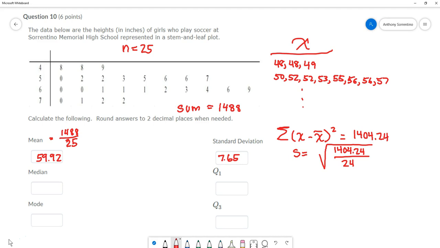The rest comes from me having an ordered list, which is very helpful. So for the median, since I'm looking for the halfway point, if I take 25 divided by 2, I get 12 and a half, rounded up to 13. The 13th term would be my median. So 1, 2, 3, 4, 5, 6, 7, 8, 9, 10, 11, 12, 13. Yep, it's the 13th, I should say. So right here is where my median is. My median looks like it's going to be 60.